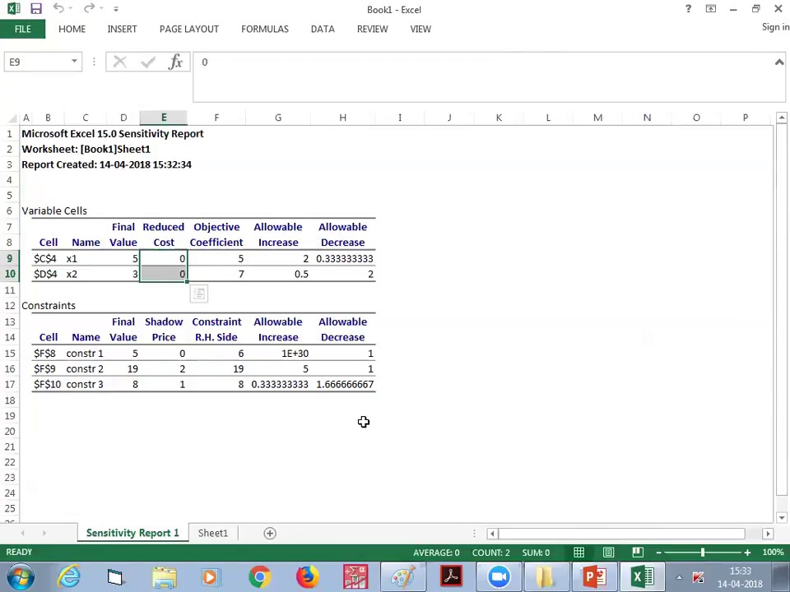Now, the current objective function coefficients are 5 and 7, right? The objective function was 5x1 plus 7x2. Now here are the coefficient ranges. Now what they've done is they've expressed it in terms of allowable increase, allowable decrease. So 5 plus 2 becomes the upper bound. 5 plus 2 is 7. And lower bound is 5 minus 0.3333. So how much is that? 4.6666. All right. Now let's see how much we got there.